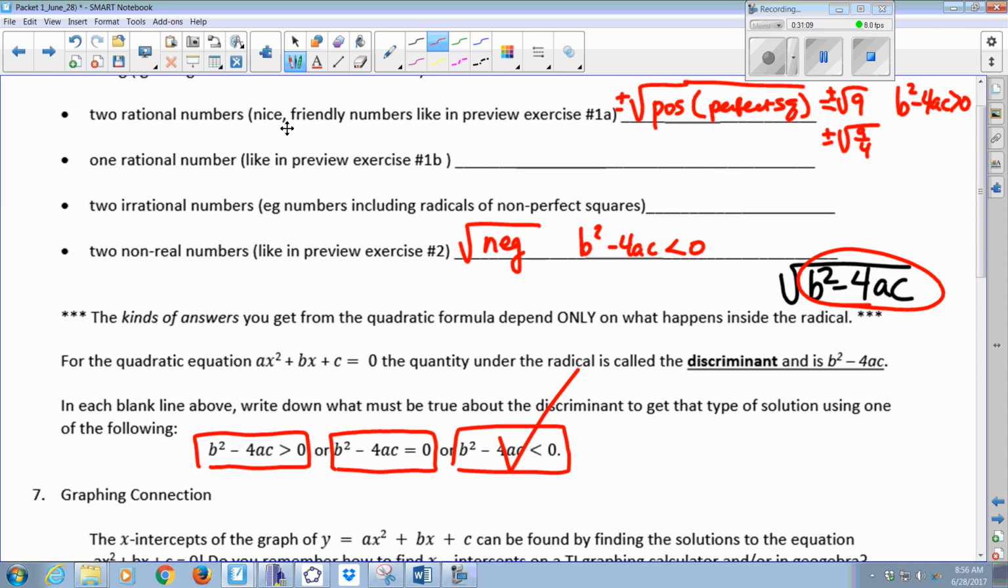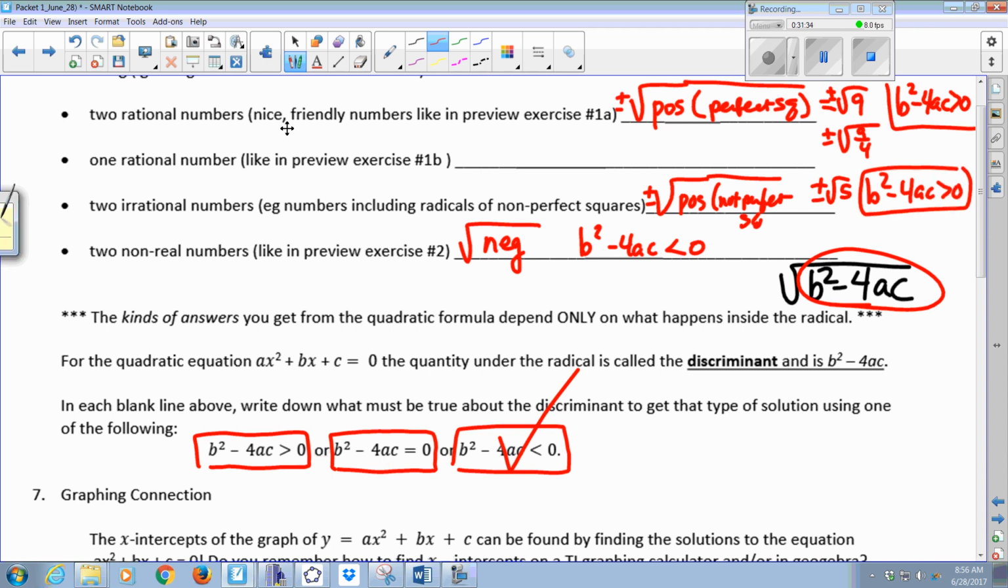So 2 irrational numbers is again a situation where you have plus or minus a positive number that's not a perfect square. So in other words, you'd have something like plus or minus the square root of 5. That's not going to be a nice friendly number. But again, the discriminant here is still positive, just like it was in the first bullet.